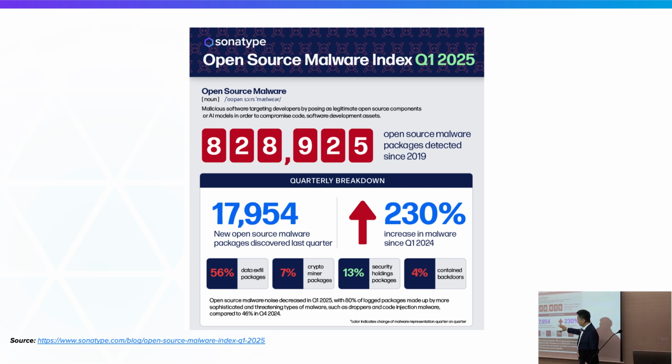Among these 18,000 open source malware, 56% came from data exfiltration packages. That means when it comes in, it tries to steal information. There are also crypto miners, security holdings, and packages that contain backdoors. This is some of the research that we managed to discover.